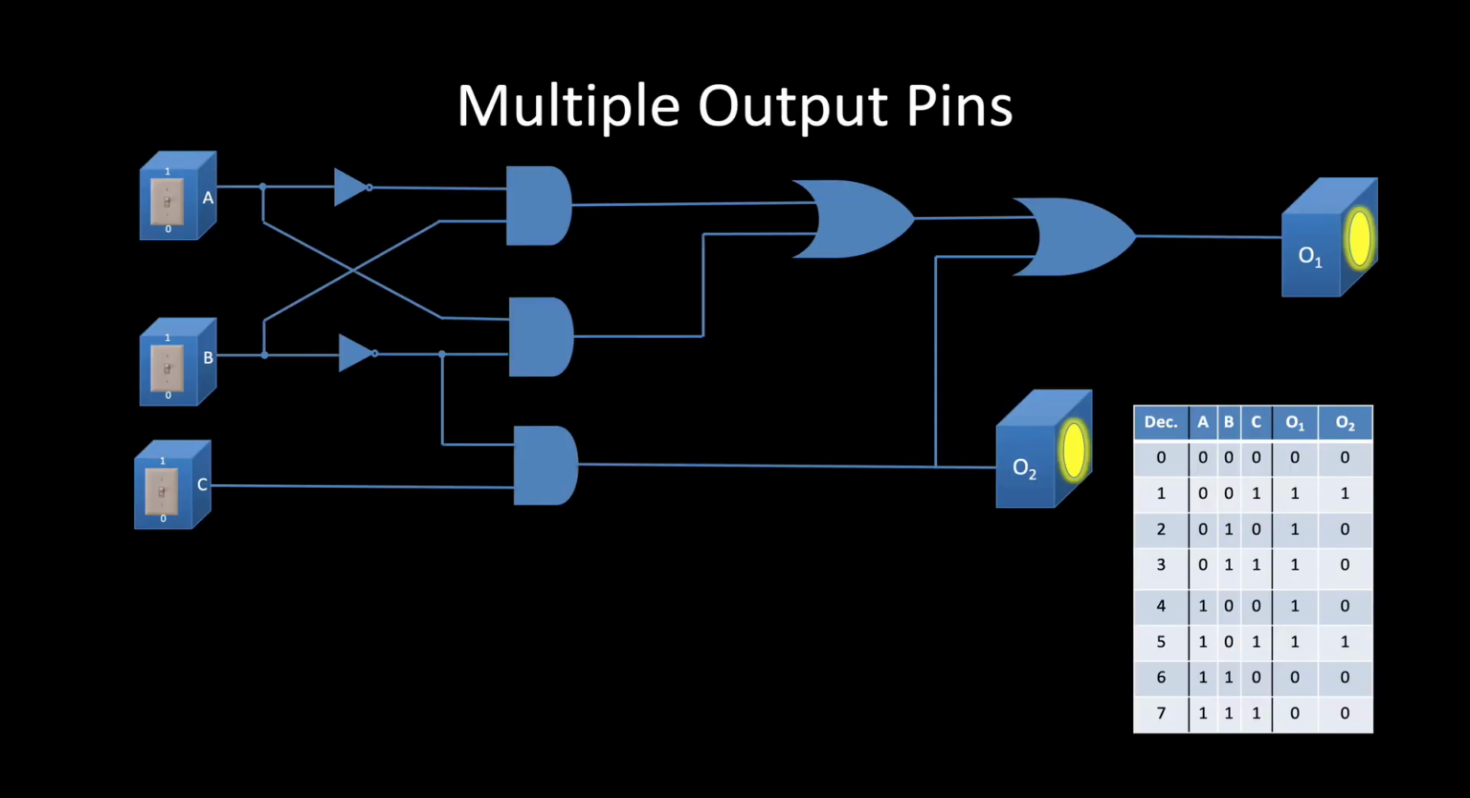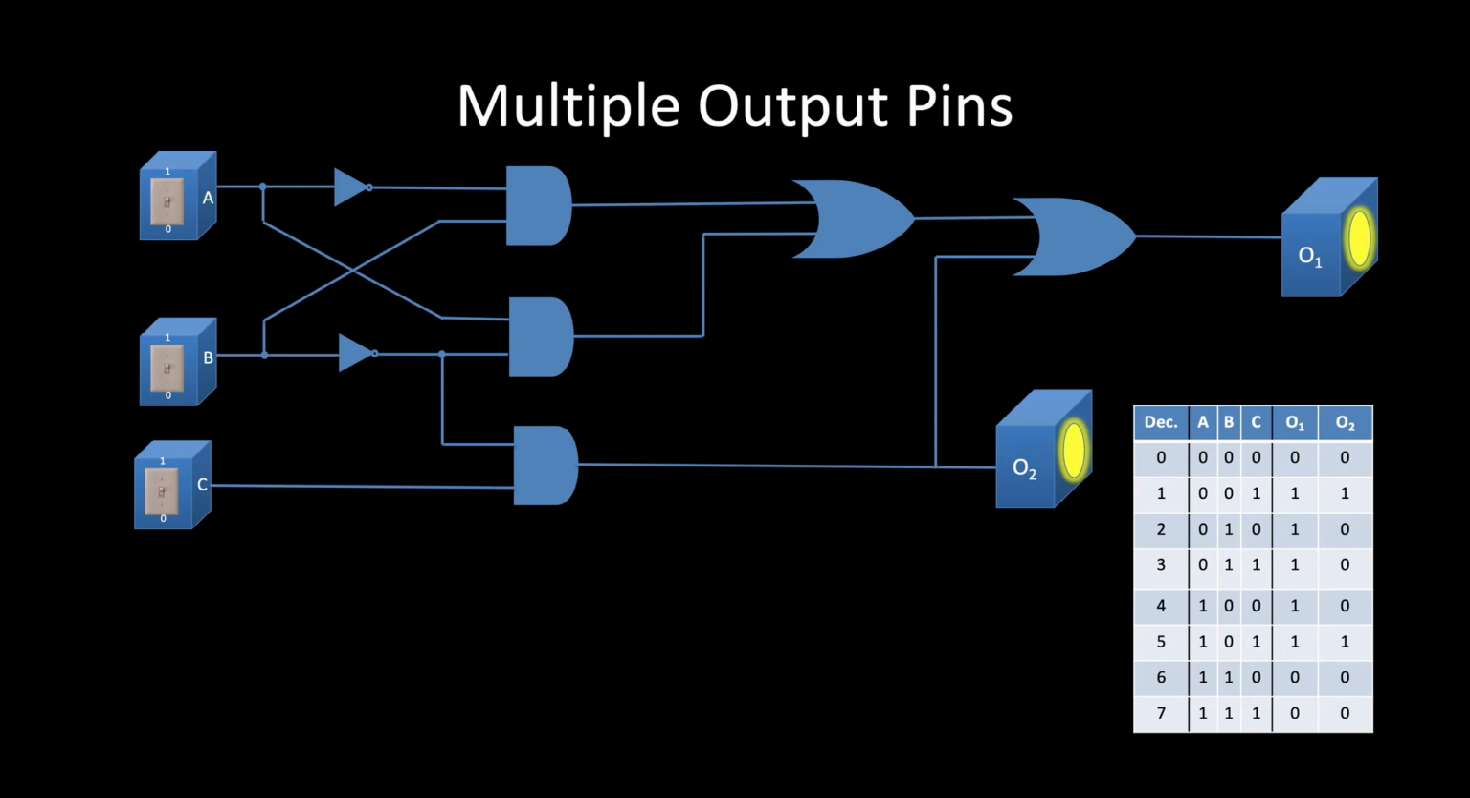Let me also mention that a circuit can have multiple outputs. So in this case, we have 2 outputs, O1 and O2, and nothing really changes other than there's an extra column in the truth table. You just need a separate column for every output pin.